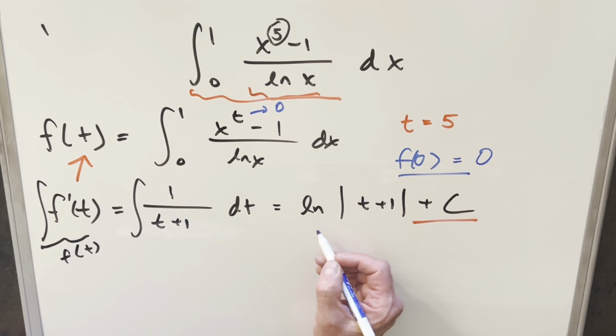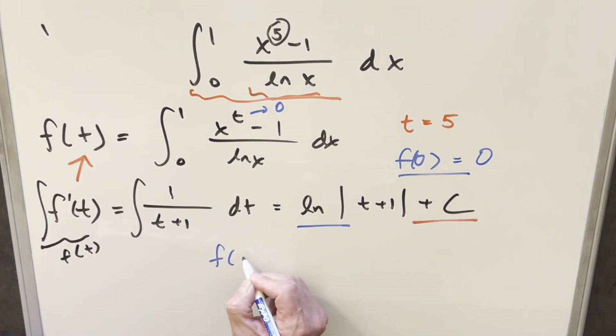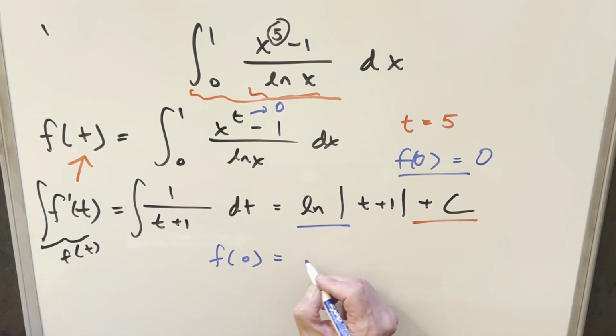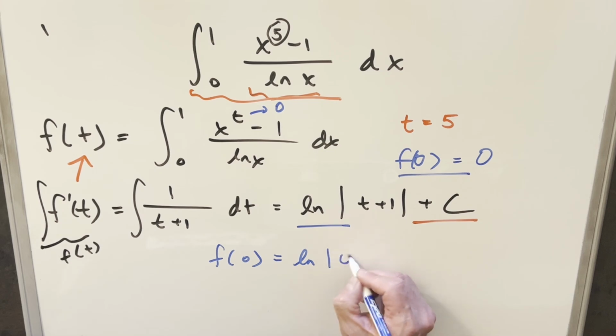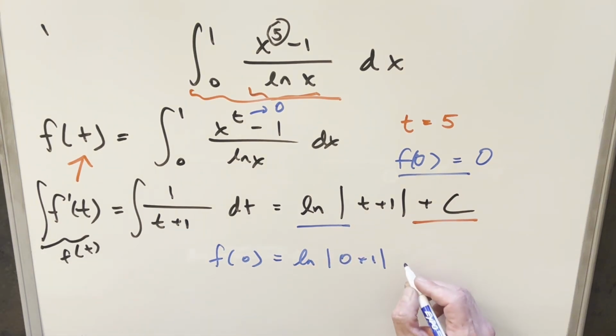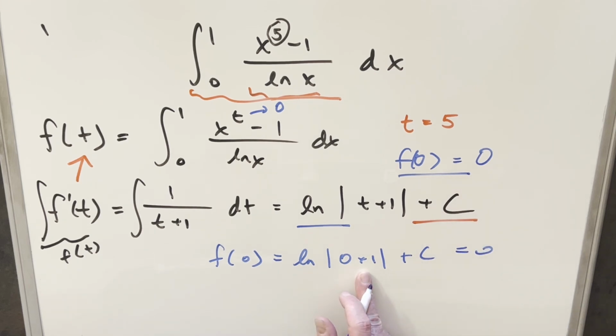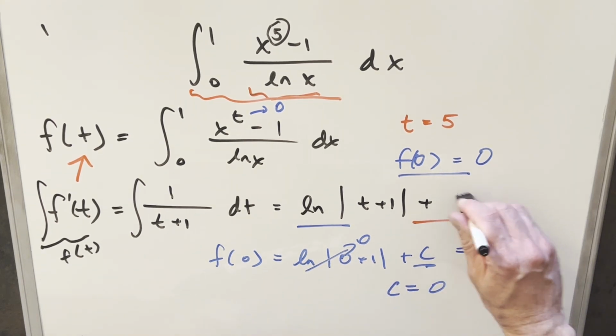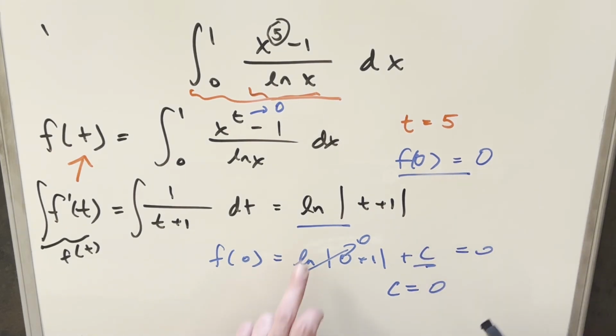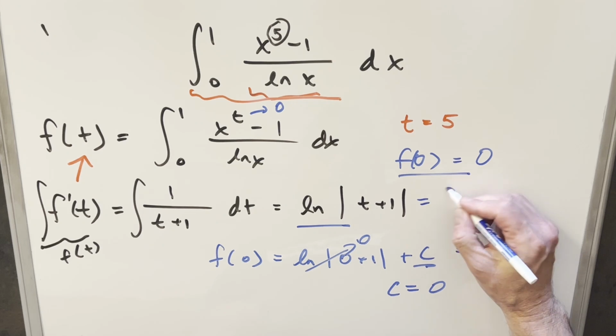So we can take this and use it right here. For our f of 0 value, plugging 0 in here, we're going to have natural log absolute value 0 plus 1. We don't need absolute value really, but whatever. Then we'll have the plus c, and we know this is going to equal 0. Well, natural log of 1 is just 0. So what we're saying here is that c is equal to 0. That allows me to get rid of this plus c right here. And then we have this ln of t plus 1 value, and this is going to be our f of t.